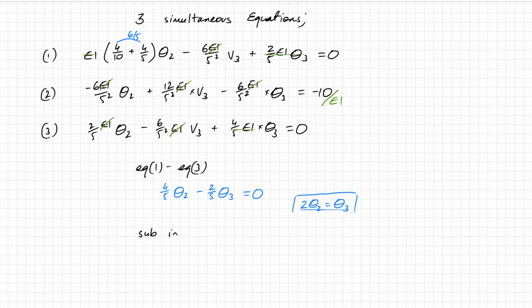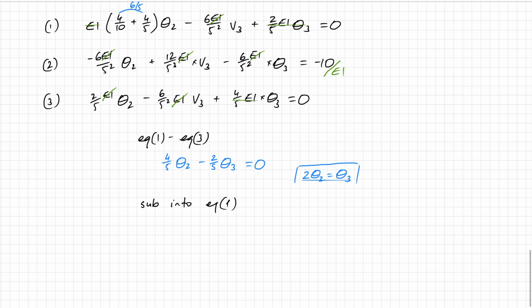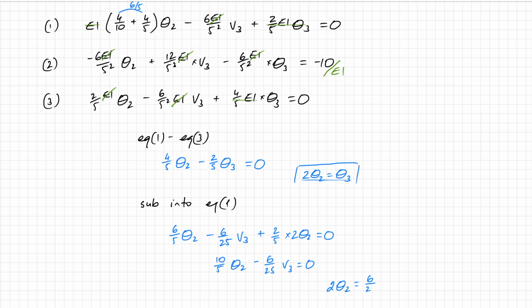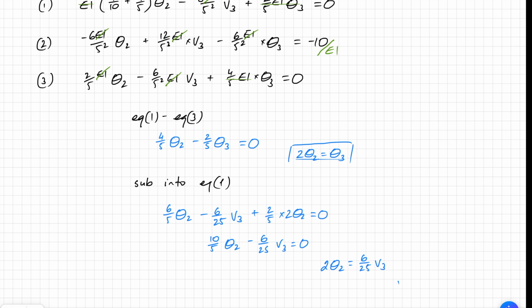Sub into equation 1. So just taking that 2 theta 2 equals theta 3, subbing that into equation 1, I get 6 over 5 theta 2 minus 6 over 25 V3 plus 2 over 5, and now times 2 theta 2 equals 0. That gives me 10 over 5 theta 2 minus 6 over 25 V3 equals 0. So 2 theta 2 equals 6 over 25 V3, and V3 equals 50 over 6 theta 2.